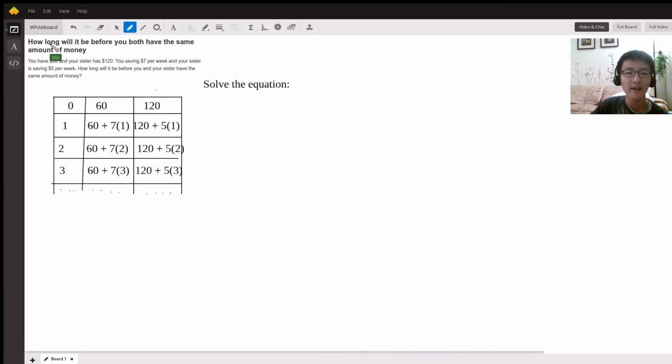In order to figure out how long it is before you have the same amount of money, notice that they're saying two things. You initially have $60 and your sister initially has $120. Then each week you save $7, and your sister is saving $5 each week.